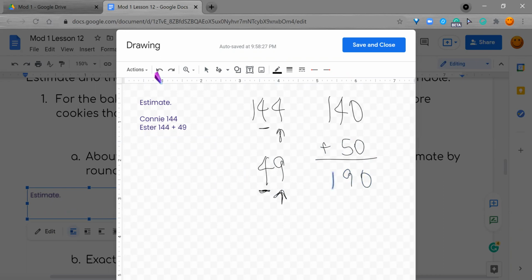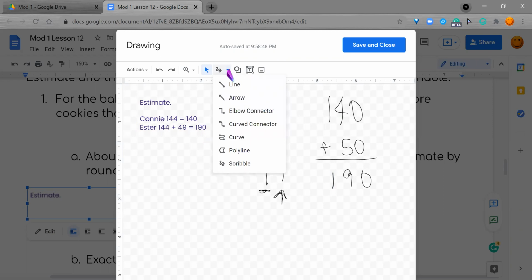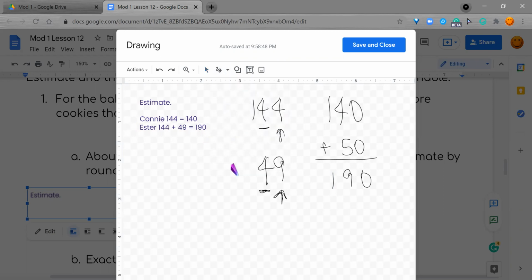So it looks like Esther equals about 190. I mean, she's already rounded. All I have to do is round Connie, and we did that already. So we're just going to do that, right? Now I have to add these 2 numbers. So I'm going to go back to my scribble, and right over here, I'm going to go 140, and I'm going to add 190.